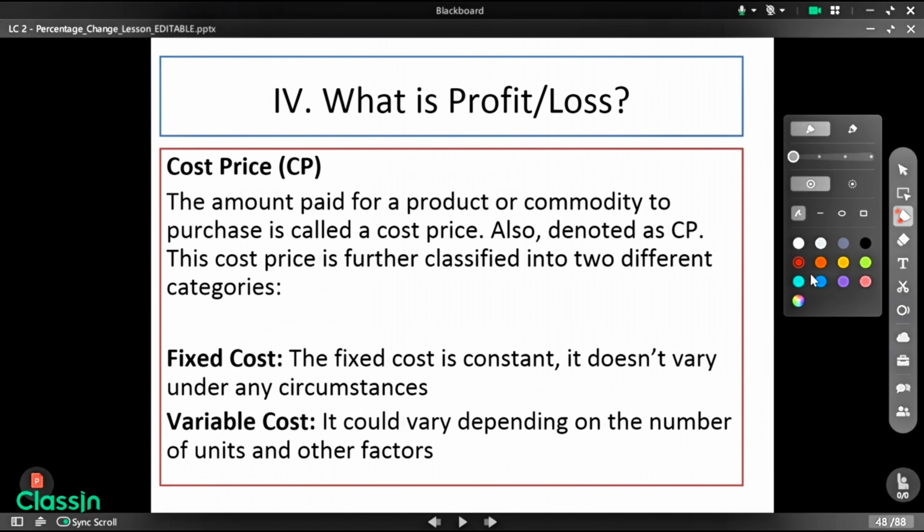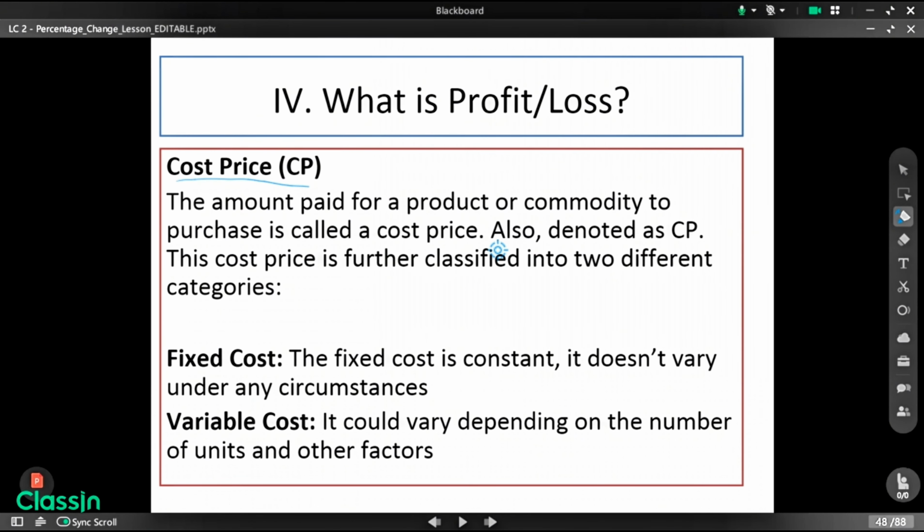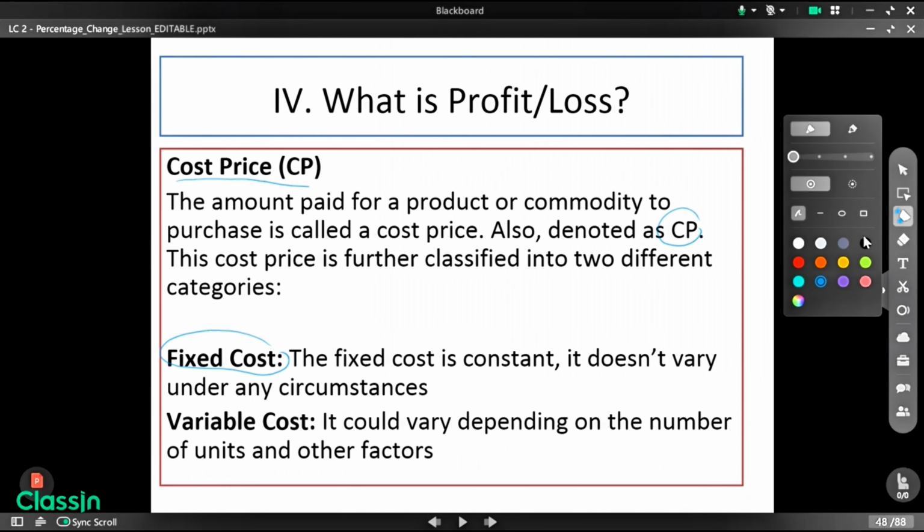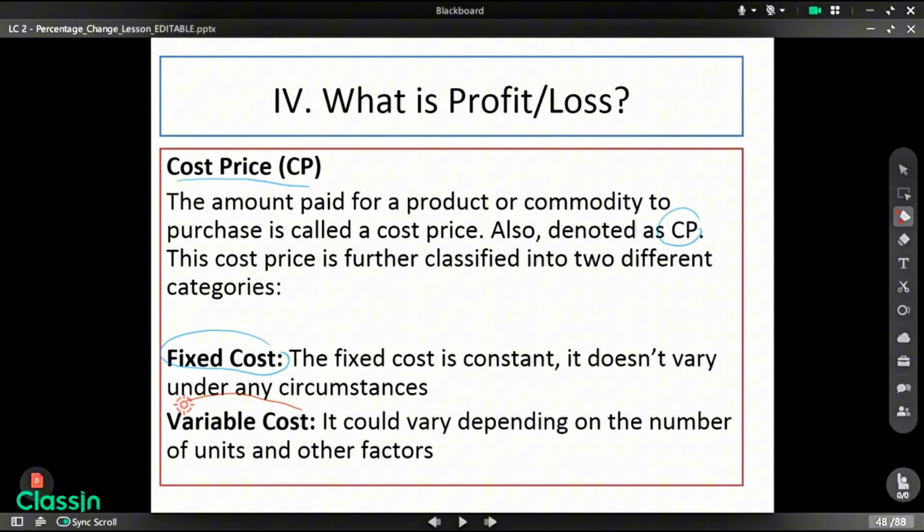When we say cost price, it is the amount paid for a product or commodity to purchase it, also denoted as CP. This cost price is further classified into two categories. The first category is fixed cost. It is constant and doesn't vary under any circumstances. The second category is the variable cost. It could vary depending on the number of units and other factors.